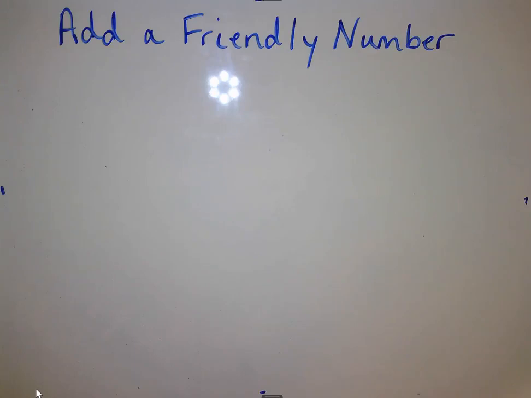Today we're going to show you how to use the strategy add a friendly number on an open number line. Remember, add a friendly number is where you keep one number and then take friendly leaps of tens or multiples of 10 forward. Today we're going to show you how to use the open number line to record the strategy of adding a friendly number.